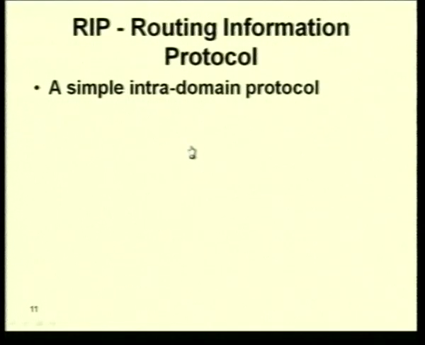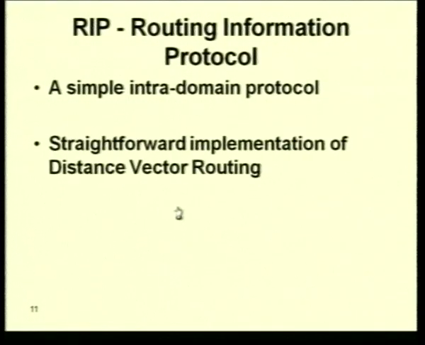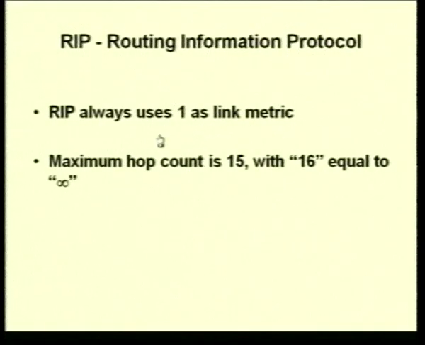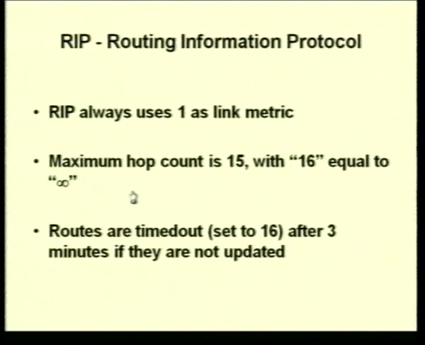Now, coming to the RIP protocol, which implements this particular routing algorithm. RIP is a very straightforward implementation of the distance vector routing algorithm. It is a simple intra-domain protocol, that is to say that it is used within an autonomous system. Each router advertises its distance vector every 30 seconds or whenever its routing table changes to all of its neighbors. That is the way it is implemented in the RIP protocol. RIP always uses 1 as link metric, and maximum hop count is treated as 15 with 16 equal to infinity. Routes are timed out, that is set to 16, after 3 minutes if they are not updated.